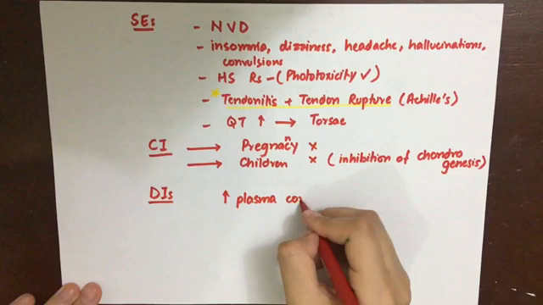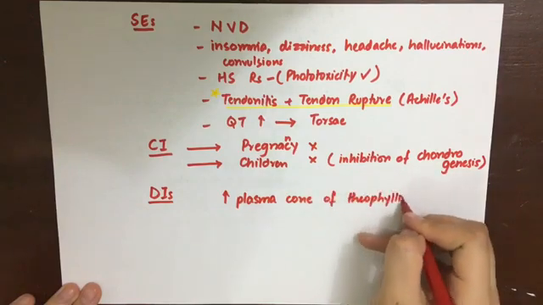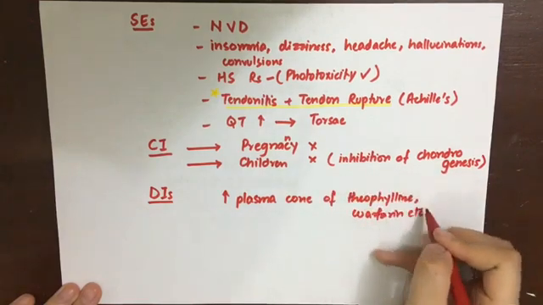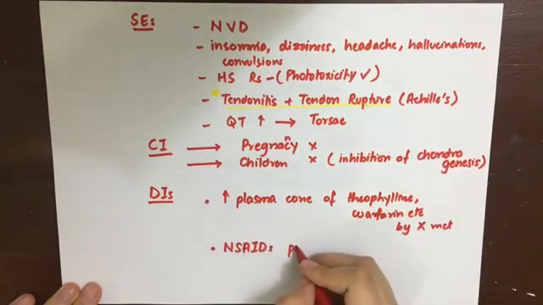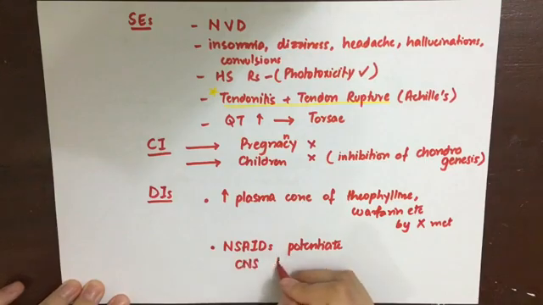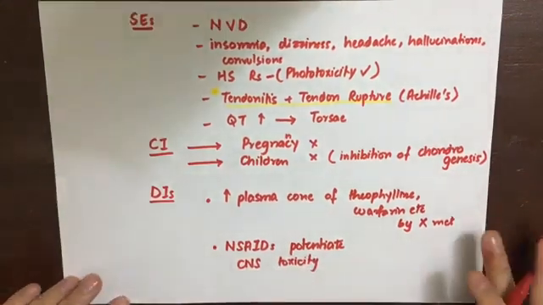Some drug interactions are that they will increase the plasma concentration of theophylline, warfarin, etc. by inhibiting their metabolism, and NSAIDs actually potentiate the CNS side effects of fluoroquinolones. That's all.